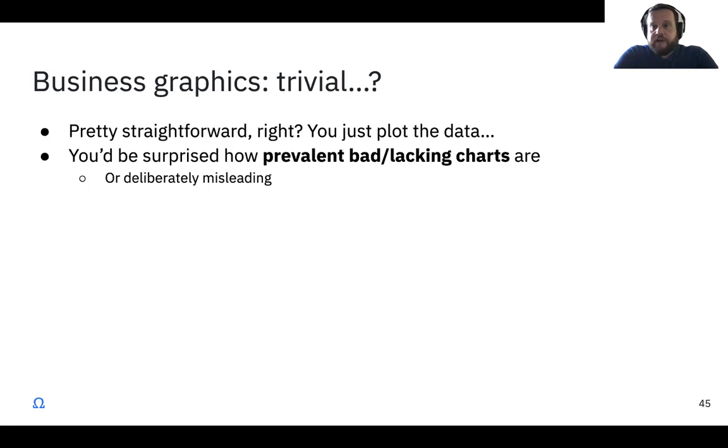And you'll be very surprised how prevalent bad or lacking charts are. Some are even deliberately misleading, and this is not me trying to harp on some poor intern that got the job of visualizing something the day before the deadline. Those are organizations that communicate data as part of their job description. So you might see that there are many important things to take into account when doing business graphics style visualizations.